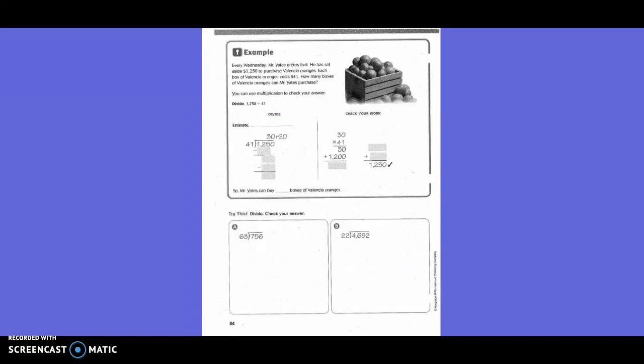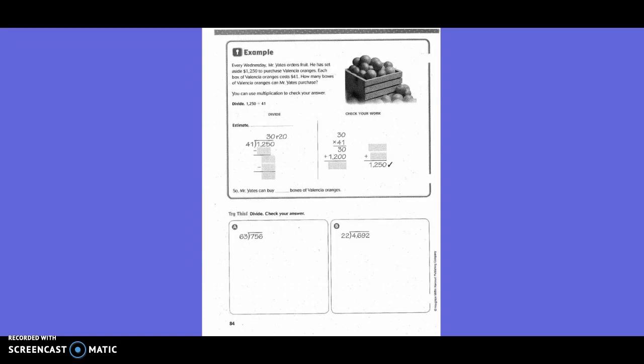Example, every Wednesday, Mr. Yates orders fruit. He has set aside $1,250 to purchase Valencia oranges. Each box of Valencia oranges costs $41. How many boxes of Valencia oranges can Mr. Yates purchase? You can use multiplication to check your answer.